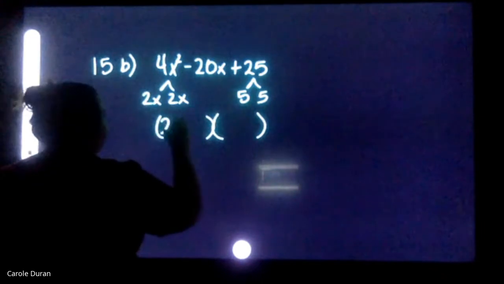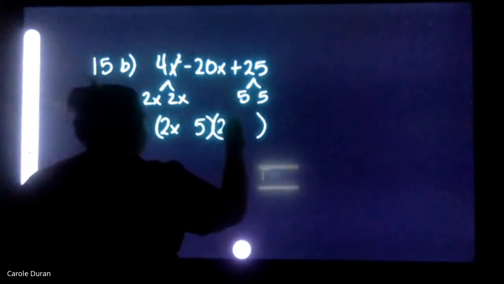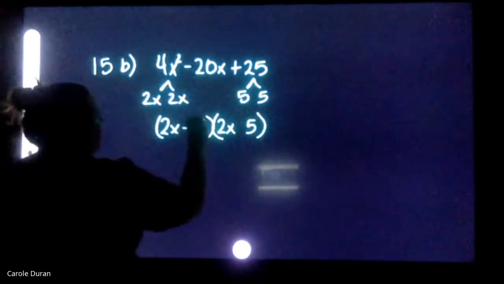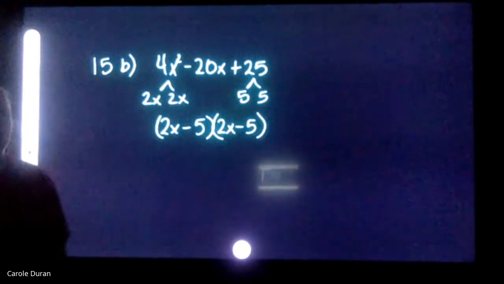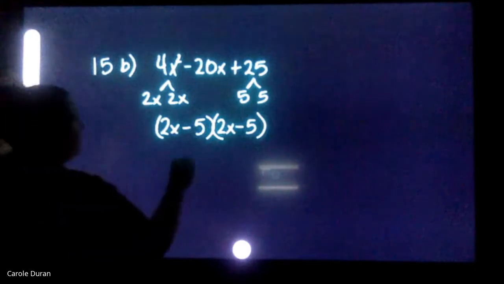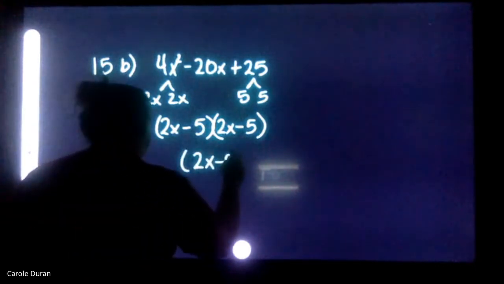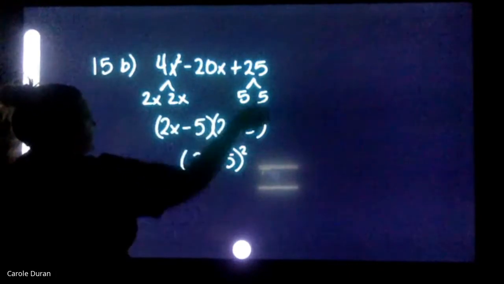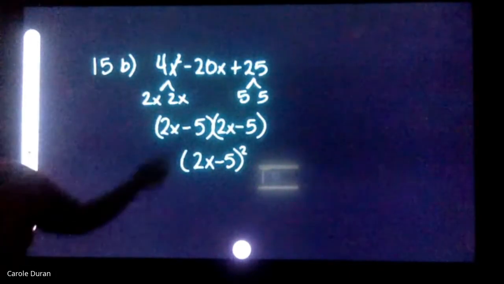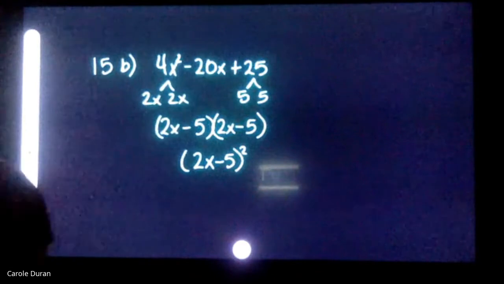So one of each of these roots fills in my factors, and we keep the sign on that middle term, which means I have 2x minus 5 times 2x minus 5, which I can then rewrite as 2x minus 5 squared. So I filled in my factors with each of these roots in the same order, and then assigned the sign of my middle term.